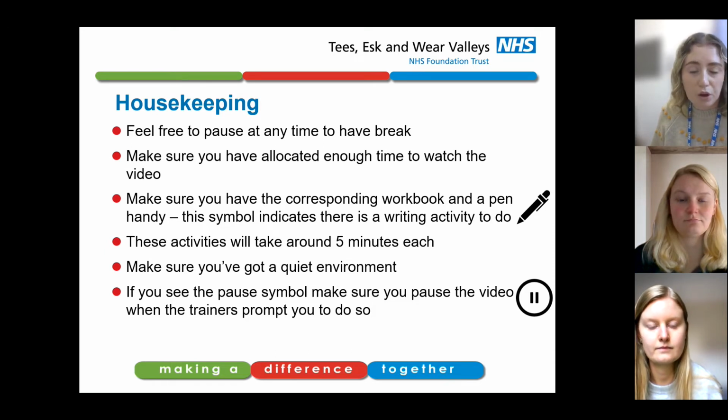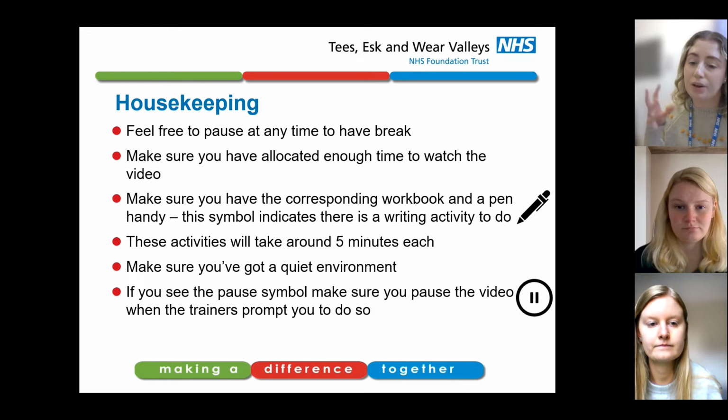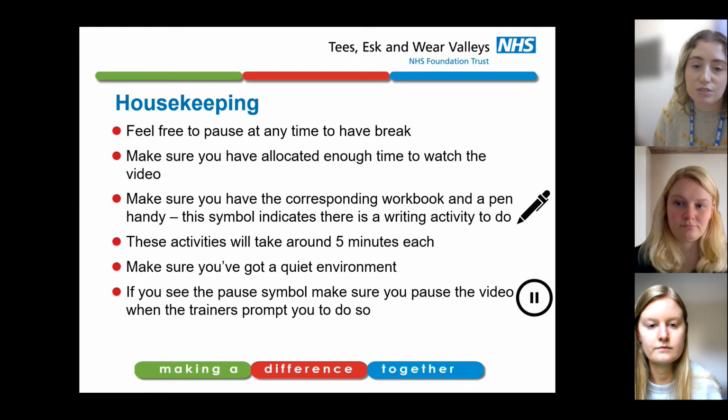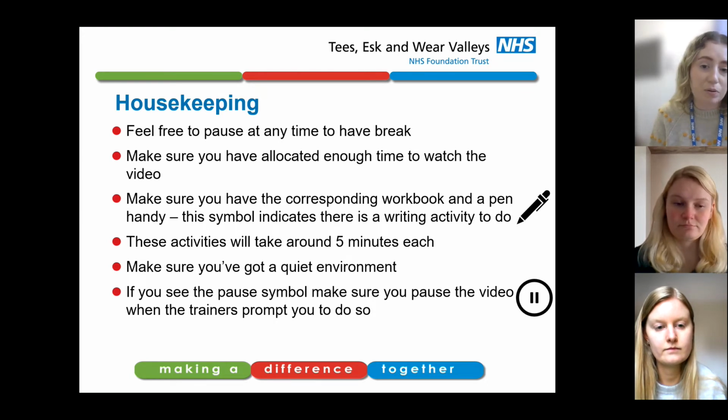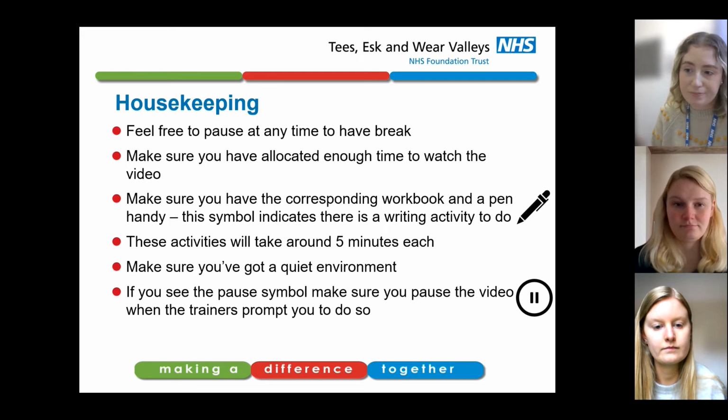Make sure you've got the workbook and a pen with you handy. If you don't, go and grab it, and there'll be activities throughout which we're referring to within the workbook. The activities will take around maybe 5 minutes each, but obviously it's up to you. You can go as quickly or as slowly as you want with those activities, and as I say, feel free to discuss with colleagues. Make sure you've got a quiet environment, maybe pop on some headphones, and if you see the pause symbol, that's when we'll prompt you to pause it for the activities. So just a few things to be aware of before we start.